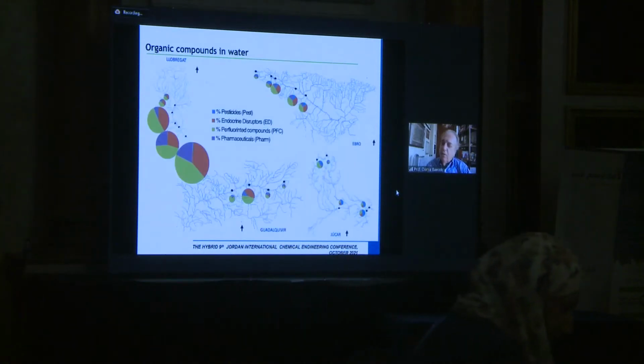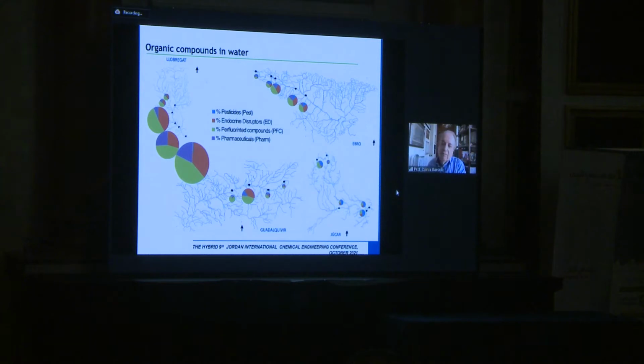This is an example of rivers in Spain. For the 4 rivers that we studied a few years ago, more than 300 chemicals were measured, and you can see the impact of the sewage treatment plants in 4 different rivers. One of them is the Ebro, which is the largest, but the other ones are also important. You can see different types of chemicals: pesticides, endocrine disruptors, pharmaceuticals.